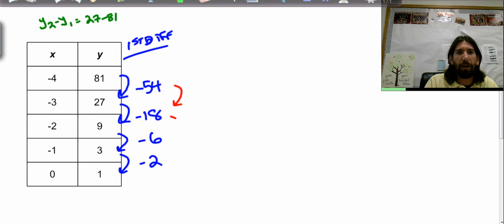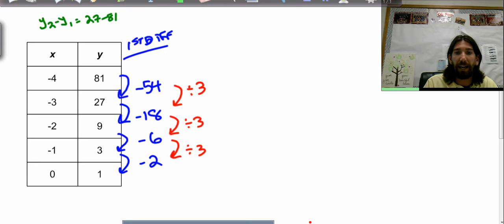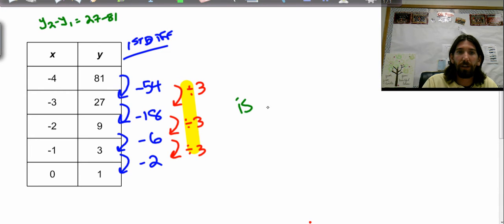Maybe you don't know that pattern, but this pattern is dividing by 3. This is dividing by 3, so I check in my calculator. -54 divided by 3, that is -18. So because the first difference is dividing, that means it is exponential.